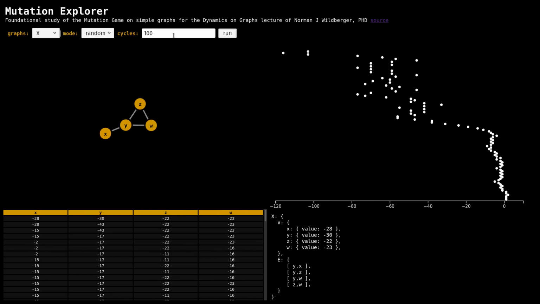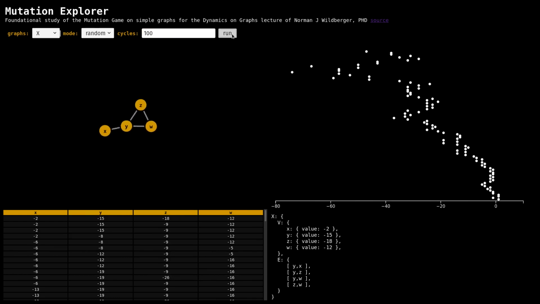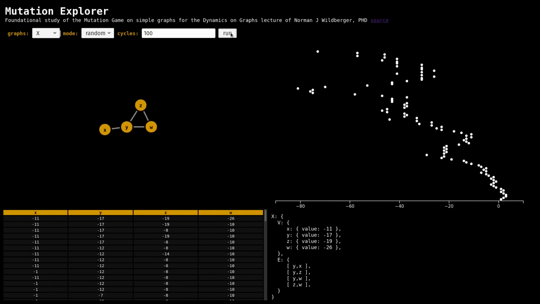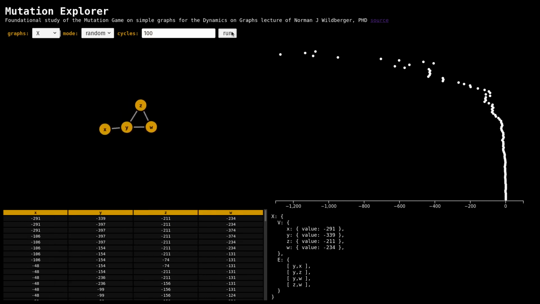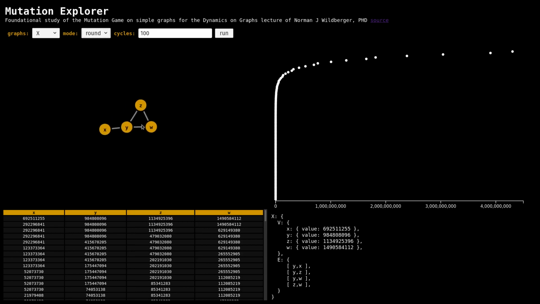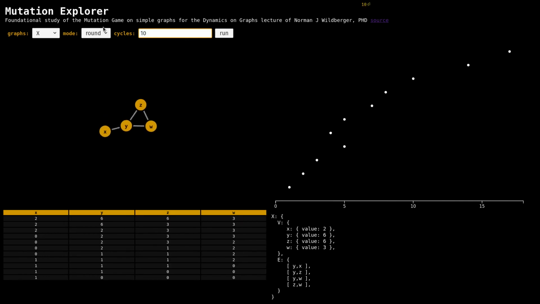So we're running in random mode. We're doing 100 cycles, and as I run it, you can see it's staying bounded. You might be convinced that this is not going to run out, it's going to stay contained. But if I change it to round, you can see clearly that we're on an exponential grade here with the values. They become astronomical in no time. And if I reduce the number of cycles here, you can see that it's just starting to shoot off almost immediately, right?